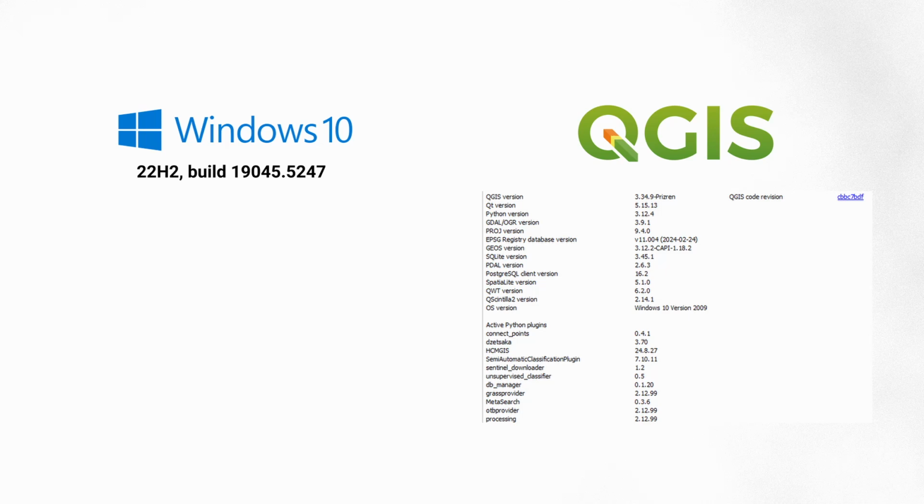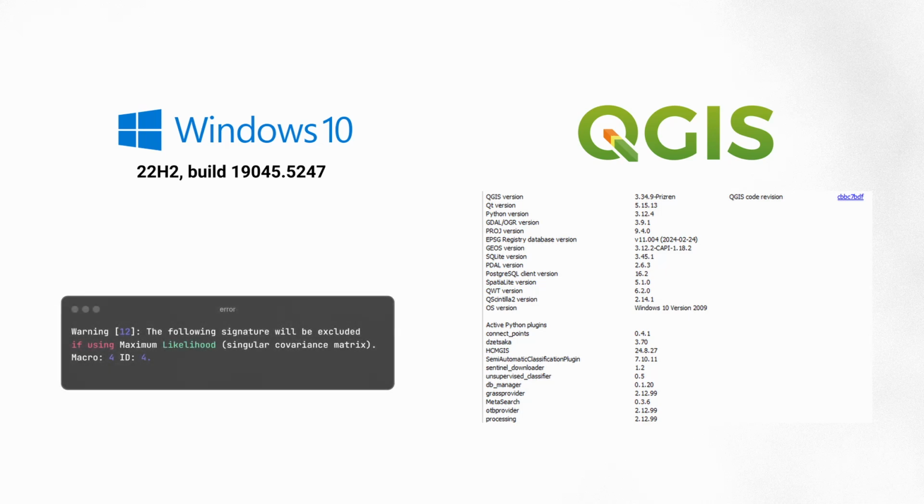While our focus will be on minimum distance and spectral angle mapping, maximum likelihood will not be compared due to the unforeseen technical issues. Specifically, we encountered an error while classifying the raster image. Warning 12: the following signature will be included if using maximum likelihood. Singular covariance matrix, Markov for ID number 4.